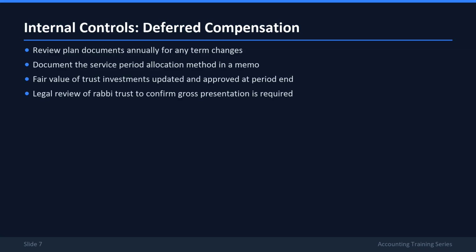Controls for deferred compensation should start with an annual review of the plan documents to confirm the terms have not changed in ways that affect the accounting. The method used to allocate the total benefit over the service period must be documented in an accounting policy memo approved by management. The fair value of rabbi trust investments must be updated at each period end by a person with access to the investment statements, and the update should be reviewed and approved. The rabbi trust agreement should be reviewed by legal counsel at least annually to confirm that gross presentation is required under its terms.